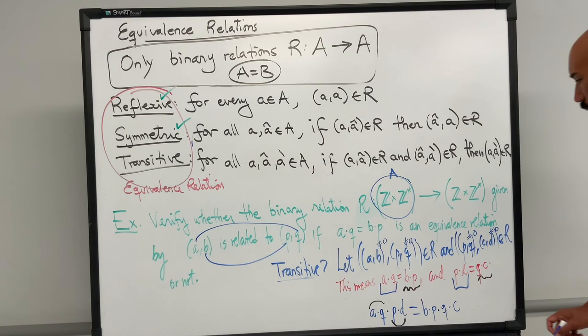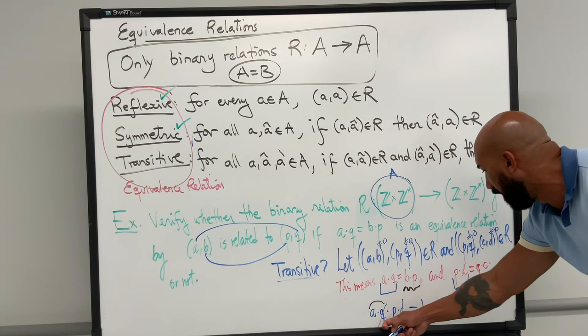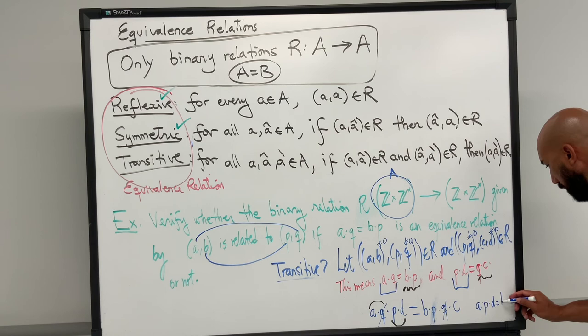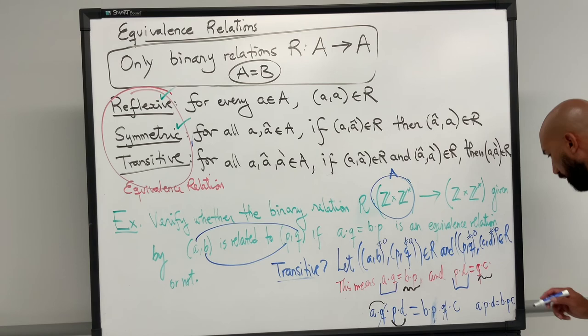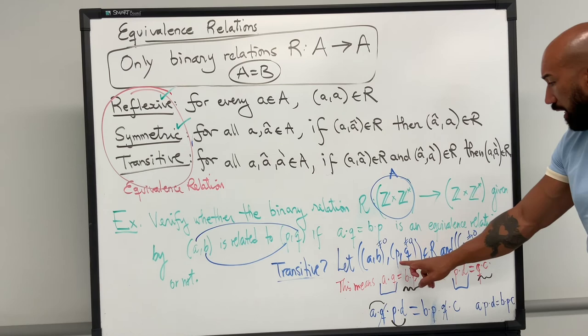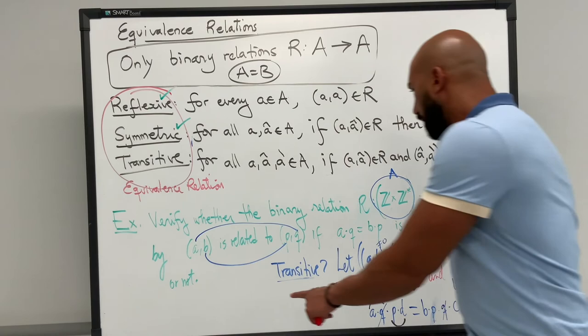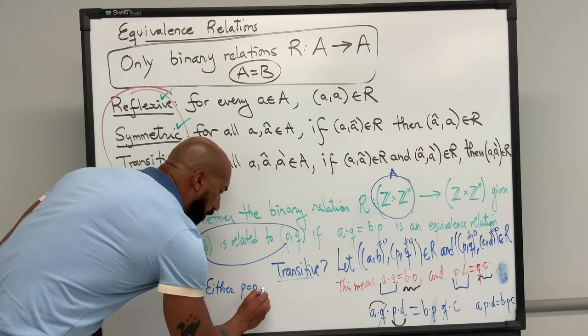So, since Q is different from zero, I can cancel these Qs with each other, which is telling us that A times P times D is equal to B times P times C. And now here we have two possibilities. P is the first component, so the first component can be zero. So either P is zero or P is different from zero.